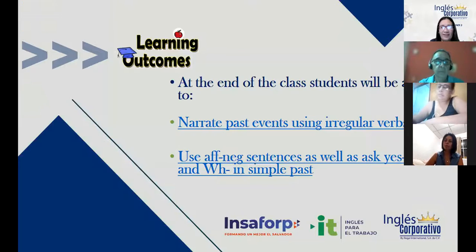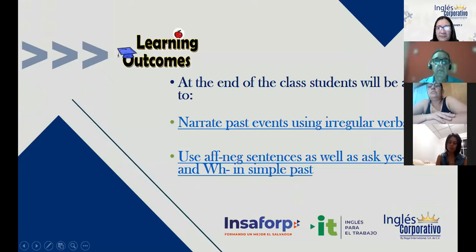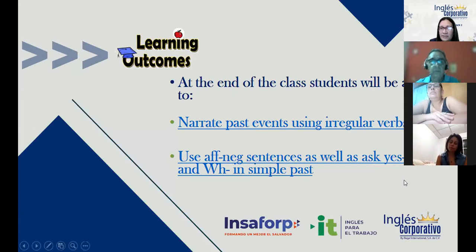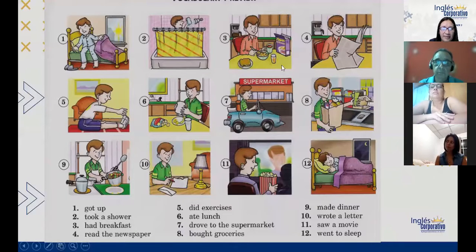Okay, well, we have some objectives for this class, and definitely we're going to narrate past events using regular and irregular verbs, actually not only irregular, that is based on the assignment you have. So you are going to retell what happened today. Use affirmative and negative sentences, as well as asking yes/no questions and WH questions in simple past. That's similar to what we did yesterday. Definitely, this is just a review of the unit we have been studying.